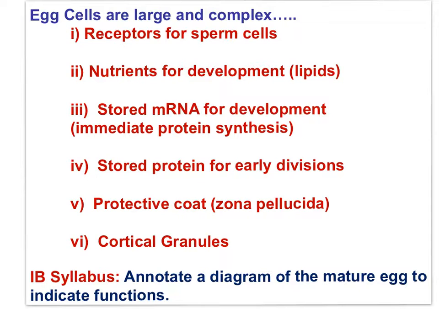Here is a list of the unique aspects of secondary oocyte structure, some of which should be included in your annotation of a drawing of the egg. Receptors for sperm cells, nutrients for development such as lipid droplets, stored mRNA for development, stored protein for the early divisions, the mitotic divisions after fertilization, the protective coat, the zona pellucida, and cortical granules. More on these structures later in the movie.